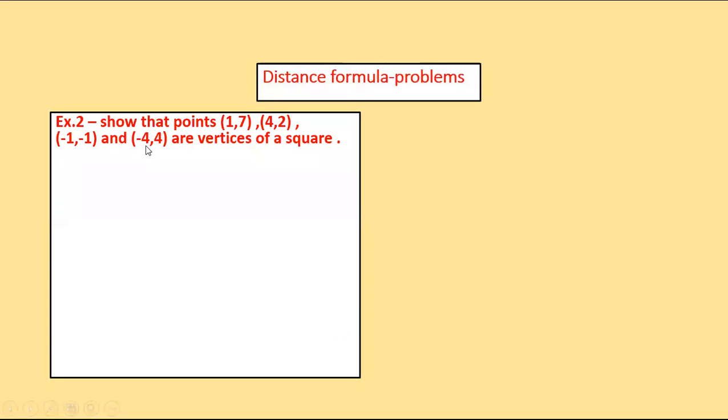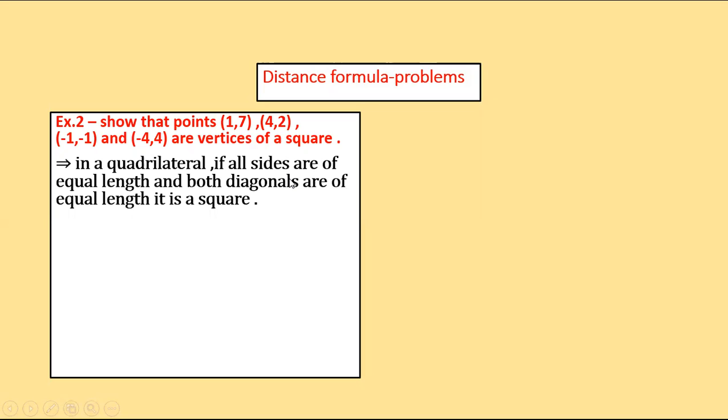Problem number 2. Show that the points (1, 7), (4, 2), (-1, -1) and (-4, 4) are vertices of a square. Square means chaurasa. Show that the given points are vertices of a square.